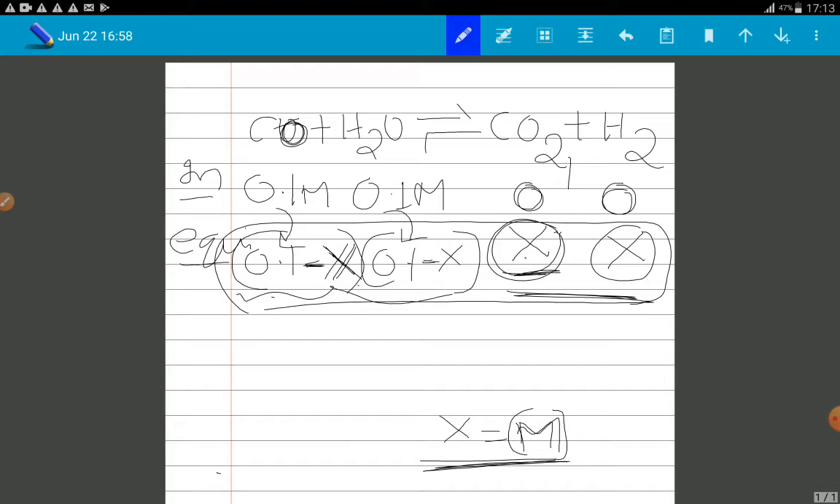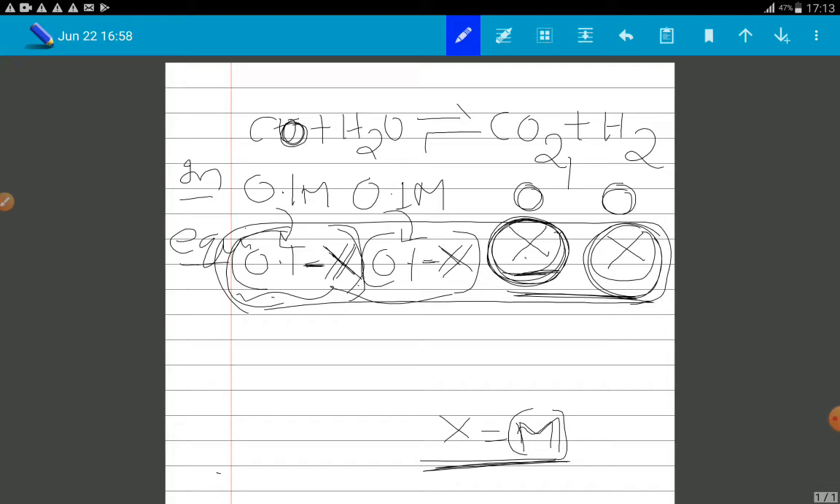So at equilibrium, the concentration of CO2 we are assuming as x, and H2 also x. For the reactant, we have 0.1 minus x of CO, 0.1 minus x of H2O. Those are the steps you have to follow.